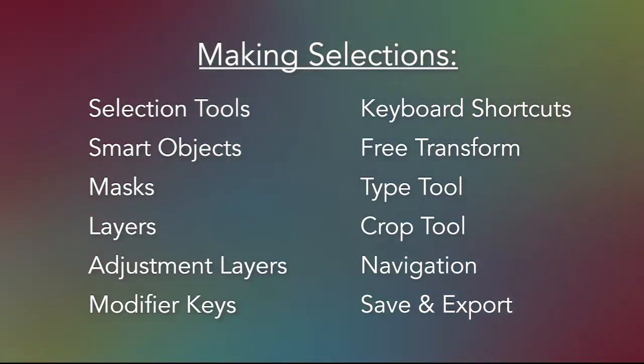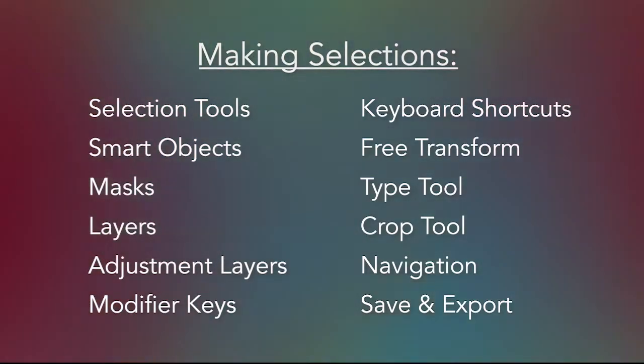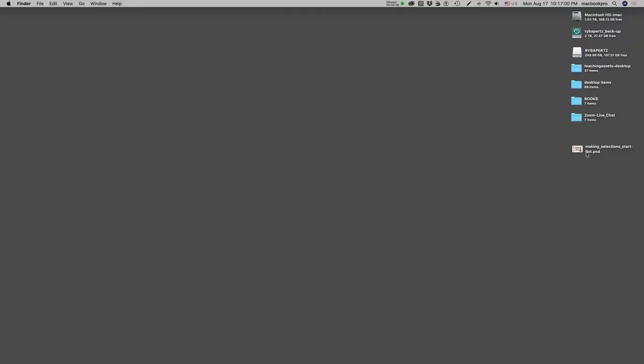This is a video tutorial on making selections in Photoshop. Okay, so you've already downloaded Making Selections Start Flat.psd. So we're going to open this up. If you have Photoshop opened already with fresh preferences, that's okay, leave it open. If you have not opened up Photoshop yet, what we're going to do is start it with fresh preferences by opening up this document.